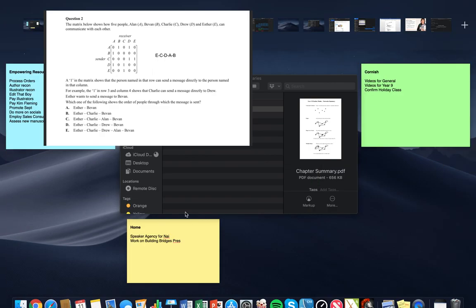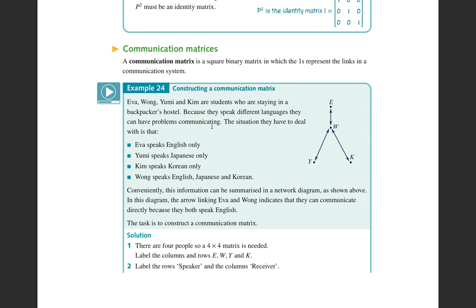So that's communication matrices, very similar to dominance matrices. Have a read through the textbook. Make sure you know how to do this, by watching the video or looking through the textbook, and give those questions a go.